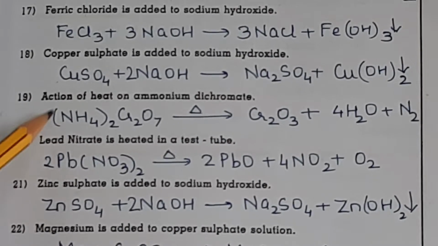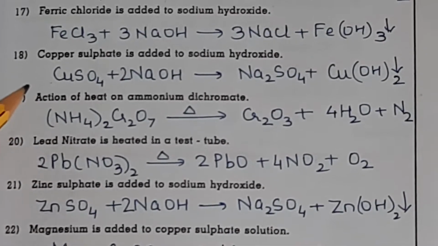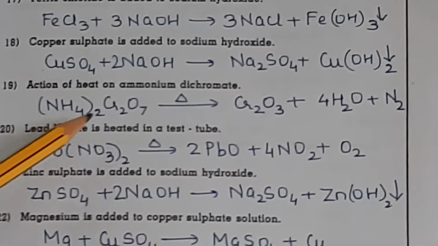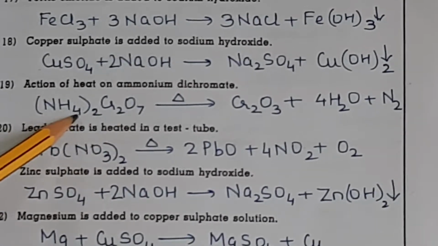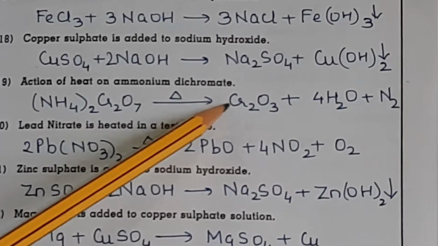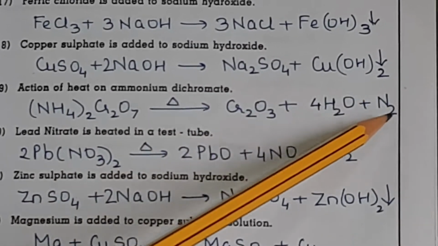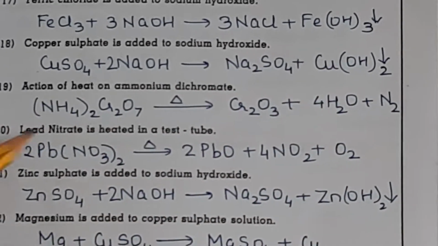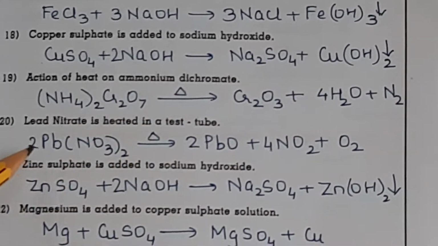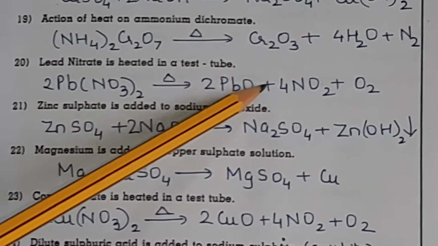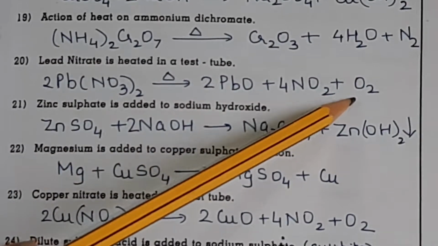Now this is very important. Sometimes for observation, sometimes for reaction. Yes, this is always asked. (NH4)2Cr2O7, orange in color, will give you green residue of Cr2O3 chromic oxide plus 4H2O plus N2. Lead nitrate is heated in a test tube. 2Pb(NO3)2 on heating will give you 2PbO plus 4NO2 plus O2.